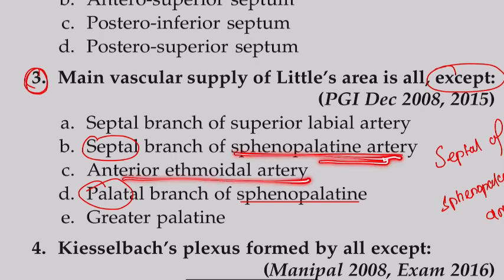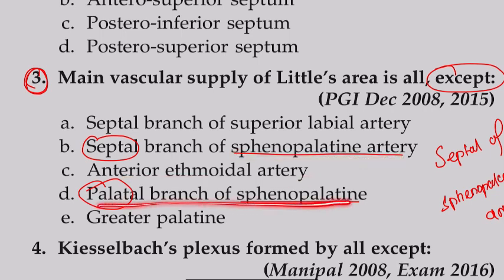Septal branch of sphenopalatine artery will also do it. Anterior ethmoidal artery, yes. Palatal branch of sphenopalatine is not the vascular supply. And greater palatine is the supply. Greater palatine is the main supply, a branch of the maxillary artery. So here the right answer is option D.